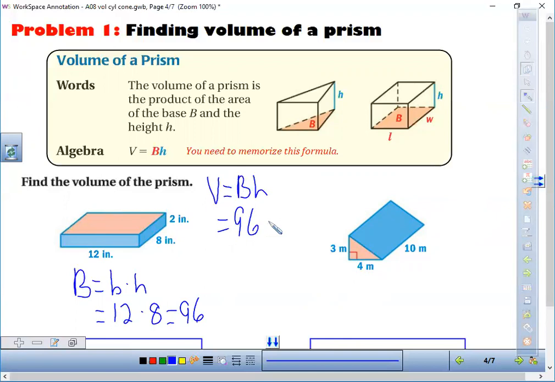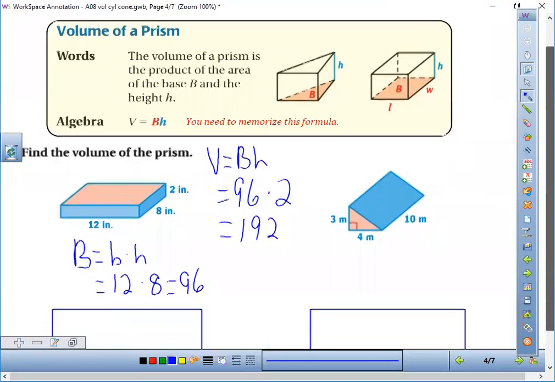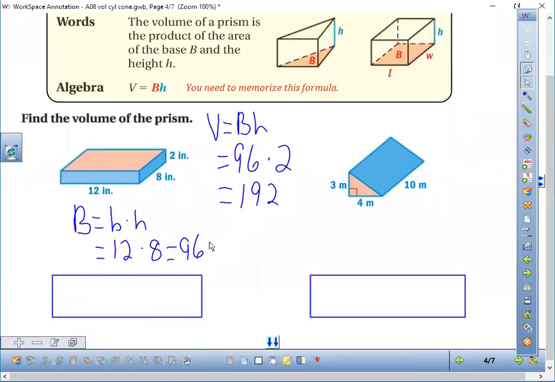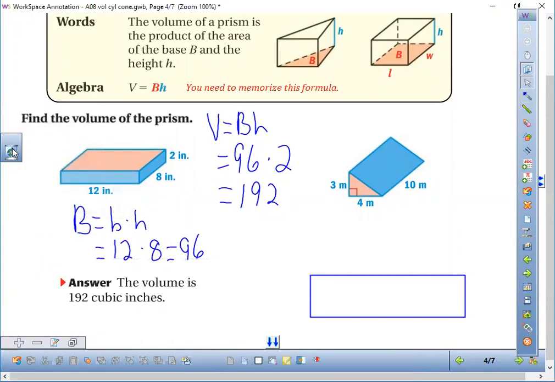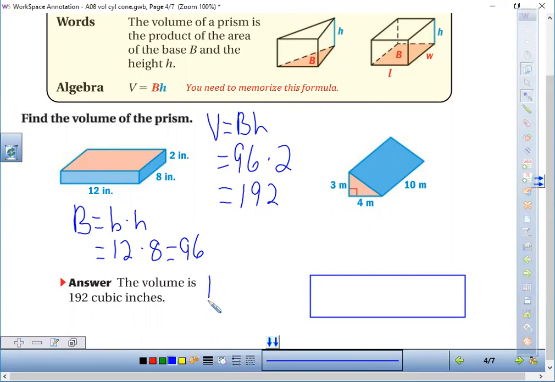So we're going to take 96 times 2, which hopefully, when we do that, you're going to get 192. Remember your units though. Never forget your units. 192 cubic inches. You could also write this as 192 cubic inches, just like that.